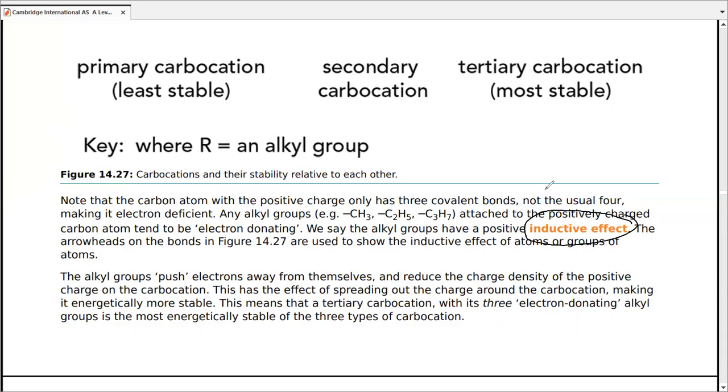Positive inductive effect is more like the electron donating effect, and negative inductive effect is going to be the electron withdrawing kind of effect. So what happens is that alkyl groups push electrons away from themselves, reducing the charge density of the positive charge on the carbocation. This has the effect of spreading out the charge around the carbocation, making it energetically more stable. This means a tertiary carbocation with its three electron donating alkyl groups is most energetically stable.